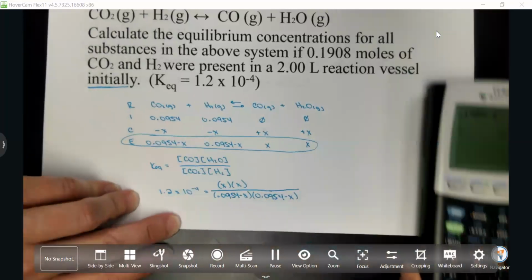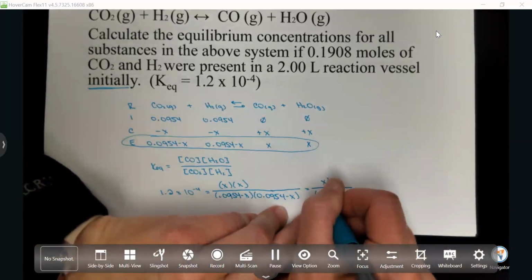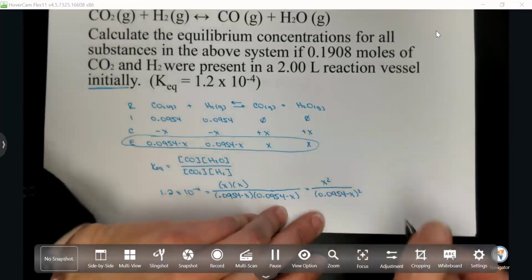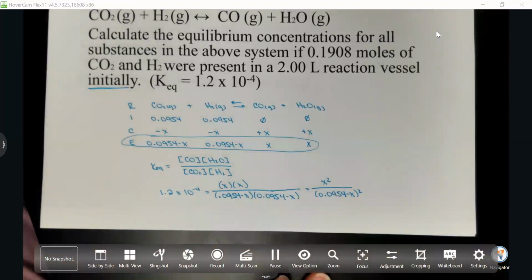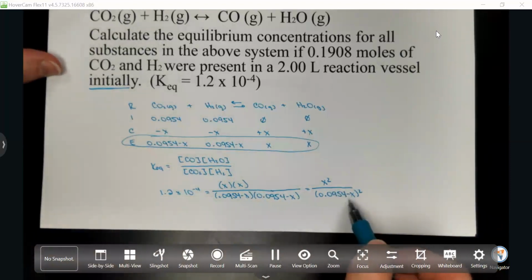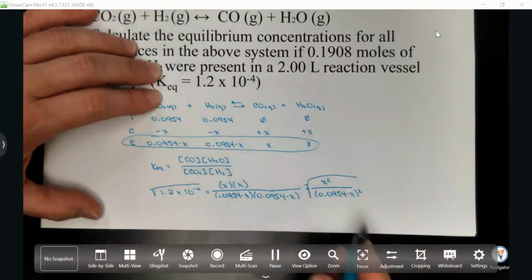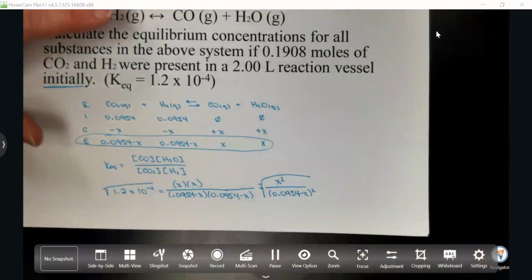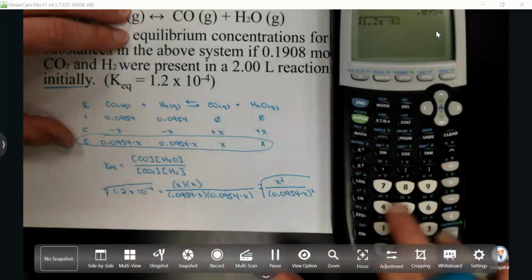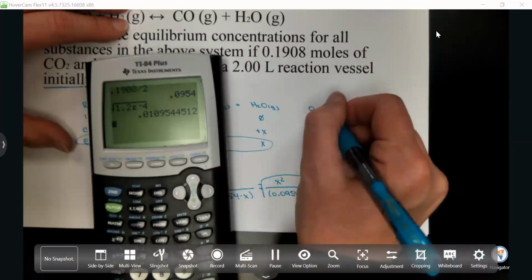So would you agree with me that we could say that we have X squared on the top and 0.0954 minus X squared on the bottom. So if the top and the bottom are raised to the same power, X stays. So we're going to take the square root of everything here. I'm going to move it up here to the top so I have enough room. And we're going to take the square root of 1.2 E negative 4. That's going to give us our K value squared, square rooted.